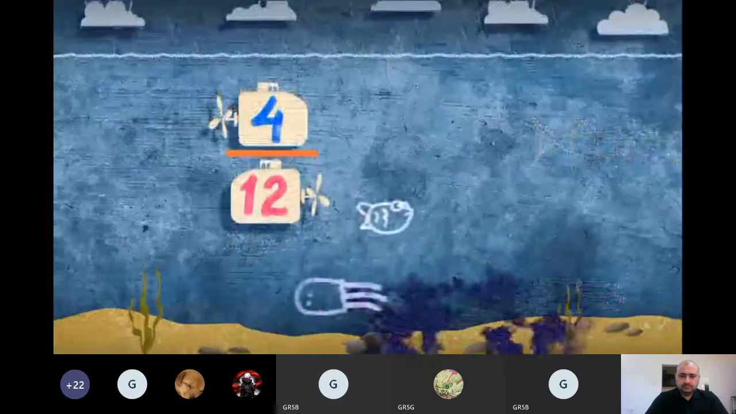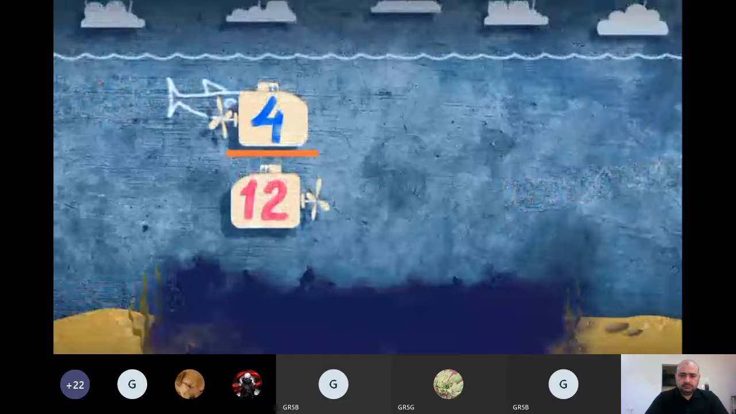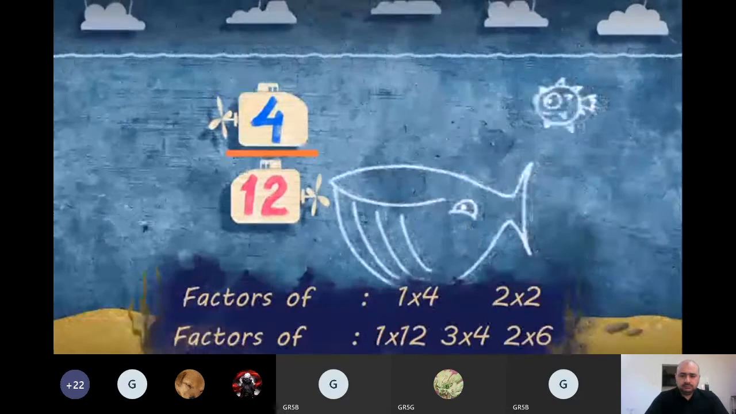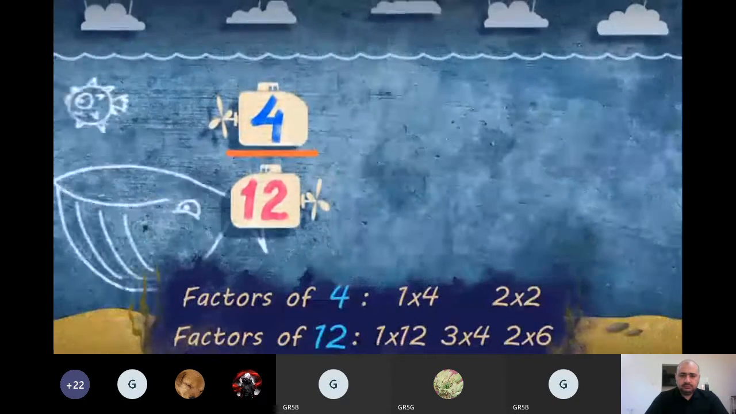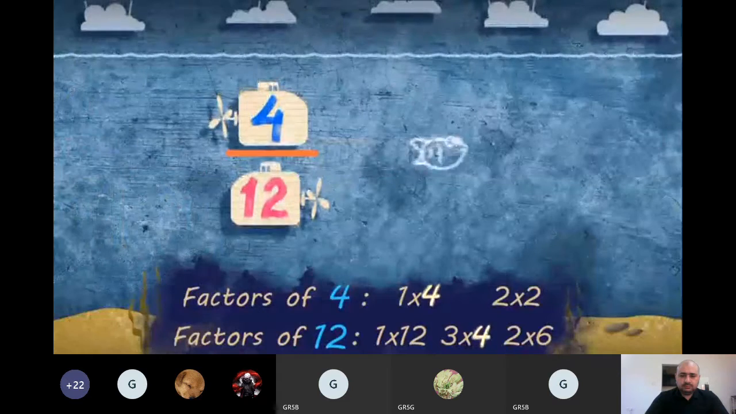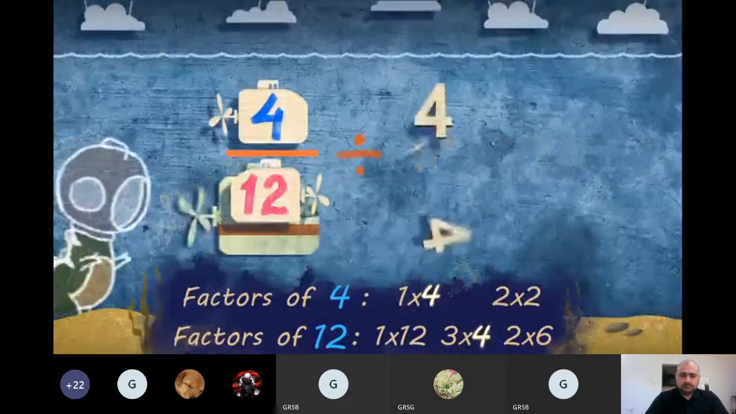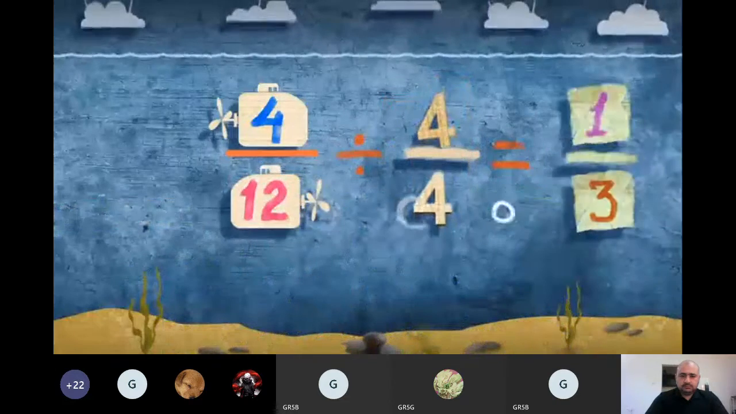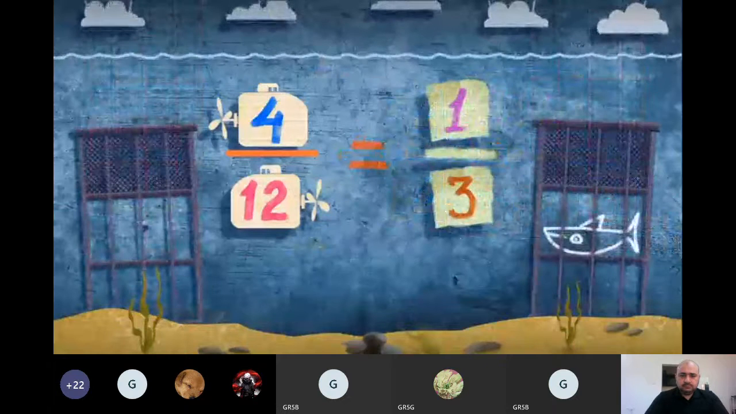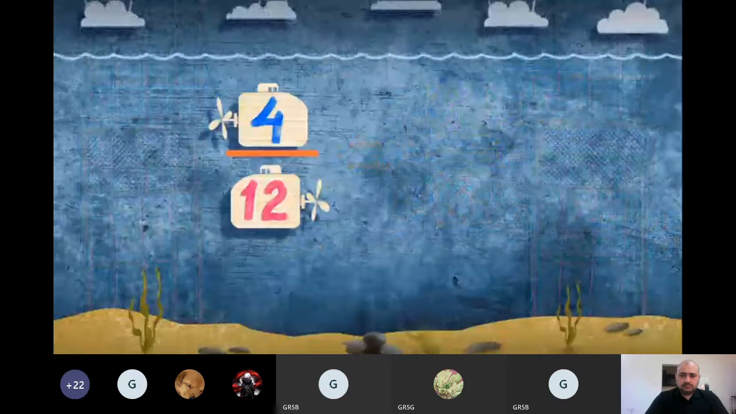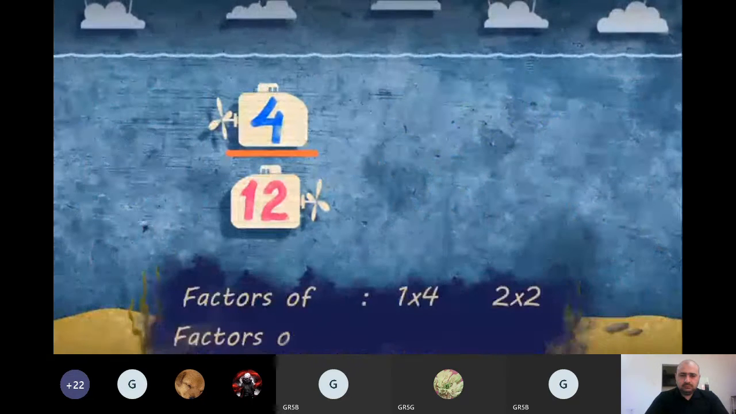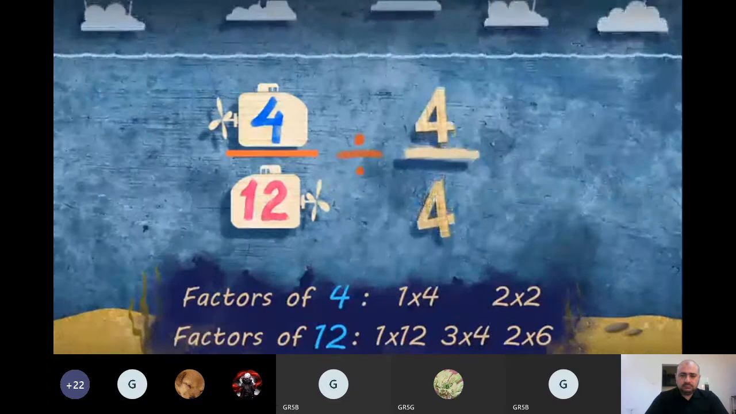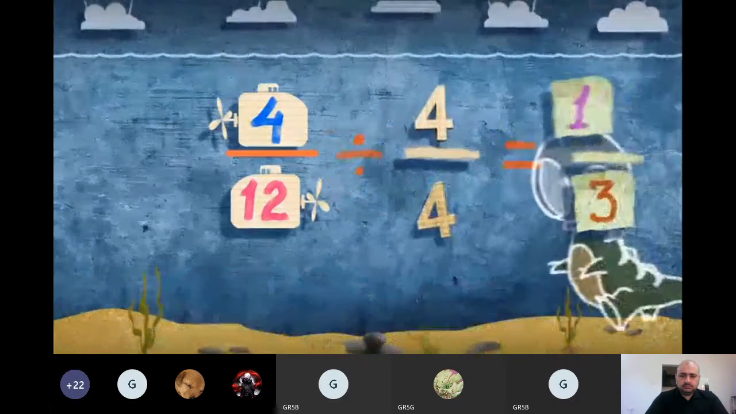To convert 4/12 to simplest form, write out all the factors of 12 and 4. 4 is the greatest common factor, so divide both by 4 to see. 4/12 equals 1/3. To convert to the simplest form, we gotta find the greatest common factor. Then take that numerator and denominator and divide.